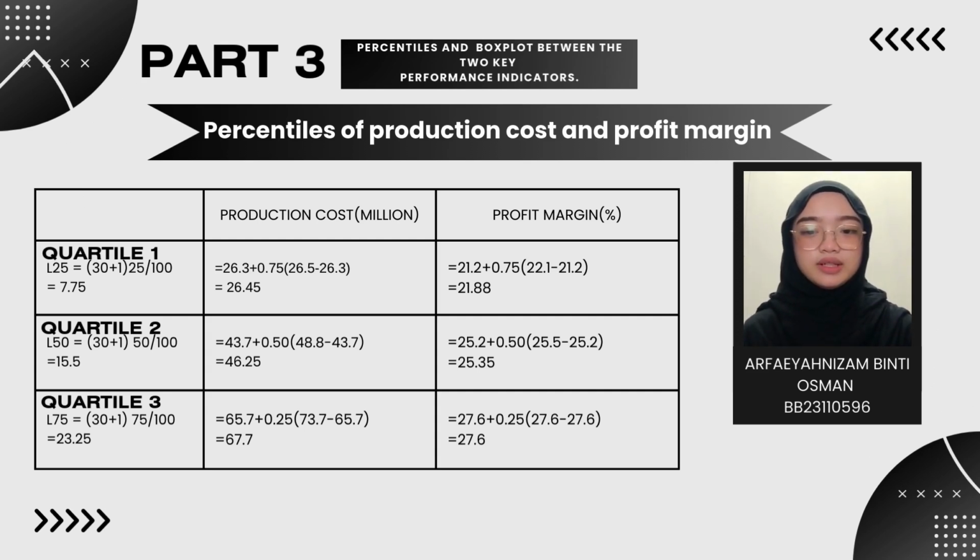In this slide, we'll analyze the distributions of production costs and profit margins using the percentile and quartiles. This helps us understand the spreads and central tendencies of these key metrics. First, let's look at quartile 1. The calculation shows that production cost is 26.45 million and profit margin is 21.88%. Next, quartile 2, which is the median, for production cost is 46.25 million and profit margin is 25.35%.